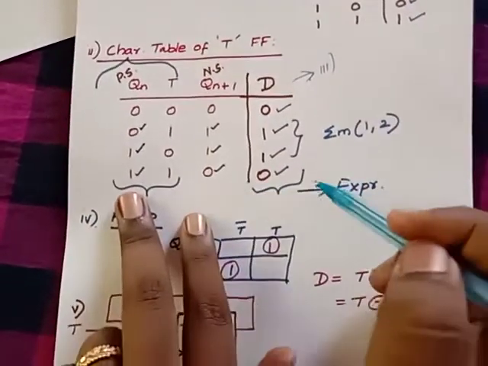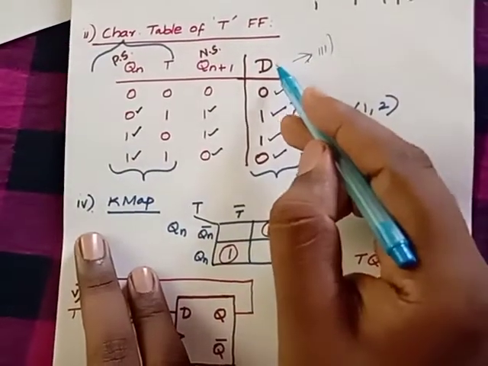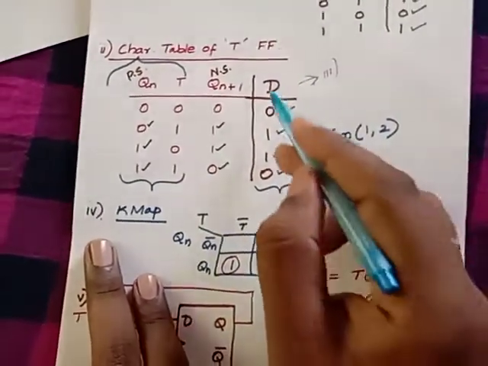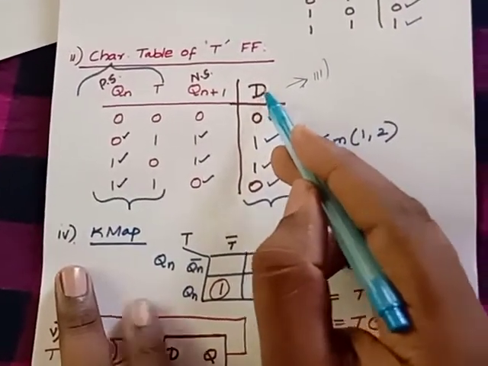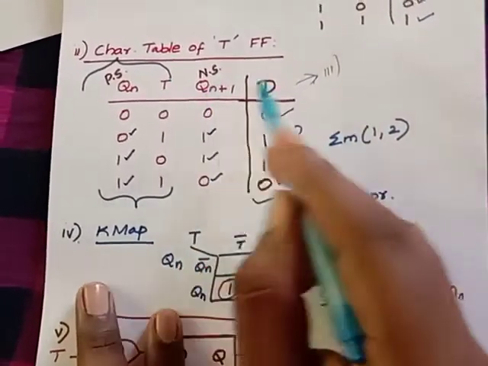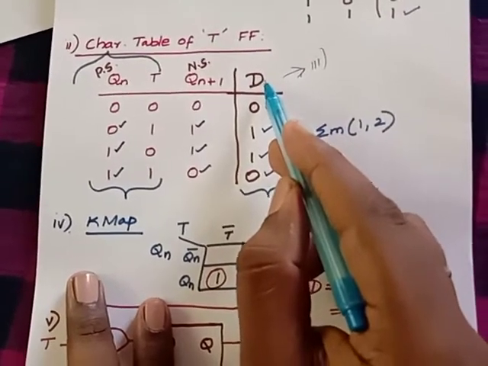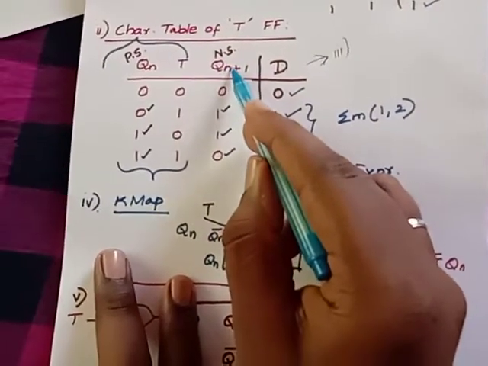Now the table is ready. Now the third step is you have to find out the expression for these inputs. That is the D input. So what is D equal to? You have to find it using a K-map. Always keep it in mind, we will not be including the next state column in your K-map.